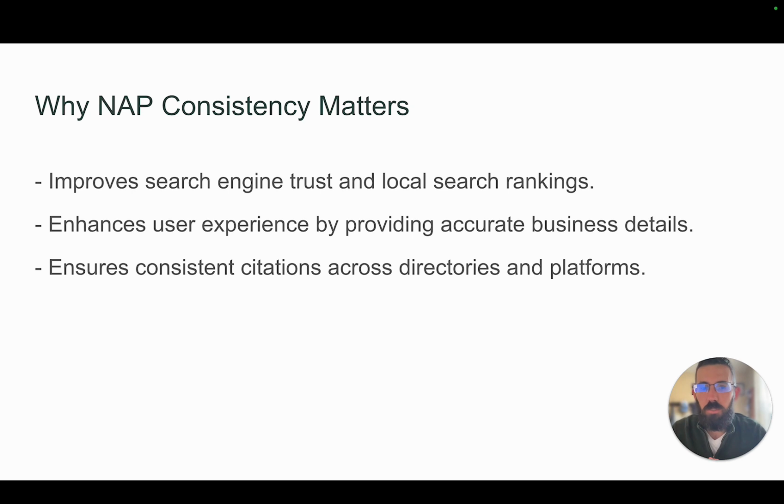It provides a better user experience. That's accurate business details. Again, if you say that you're open at 9 o'clock at night and someone shows up and you're not open, that's a bad user experience that can lead to negative reviews and just distaste for your brand and your business. And then NAP consistency helps to ensure that you have consistent citations across directories and platforms, because not everybody will find you the same way. Some people may find you from your website, some may find you from your Google Business Profile, some may find you on Yelp, some may find you on Facebook. If you have conflicting information there, that's not helpful, and you want to make sure that you have up-to-date information across all of those platforms.